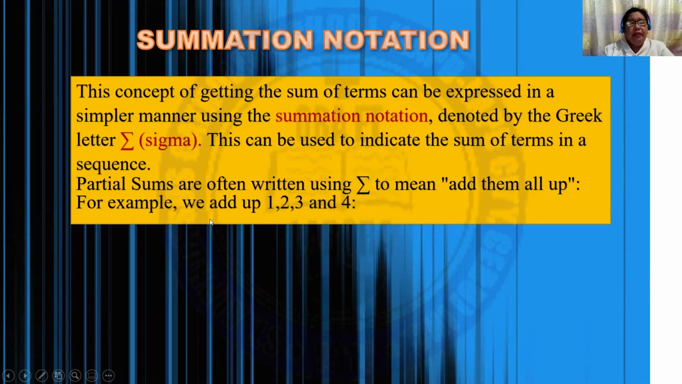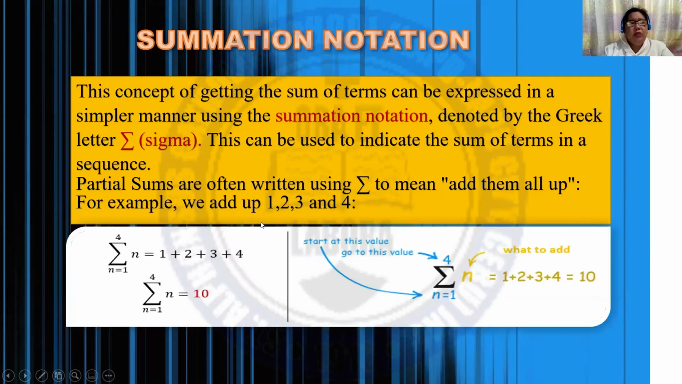For example, we add up 1, 2, 3, and 4. So it would be like this: the summation of n from n equals 1 until 4. So you have to add 1 plus 2 plus 3 plus 4. And the summation, or the sum, or series, is equal to 10.